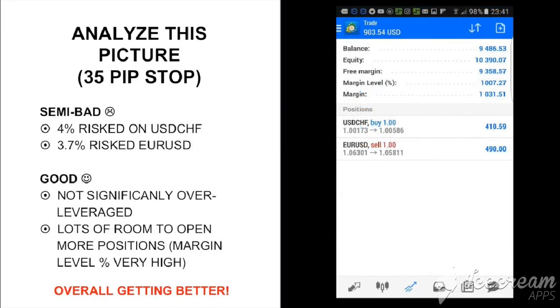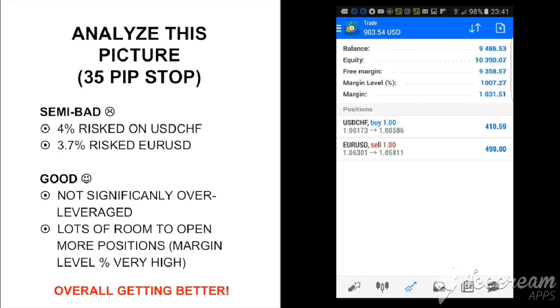All right, so now this one, 35 pip stop. What's bad? Well, there's nothing actually horrible. I did put semi-bad. They risked 4% on USD CHF. Sure, you can do that. Sure, you can do 4%, but 3% is best. And then 3.7% risked on Euro USD.